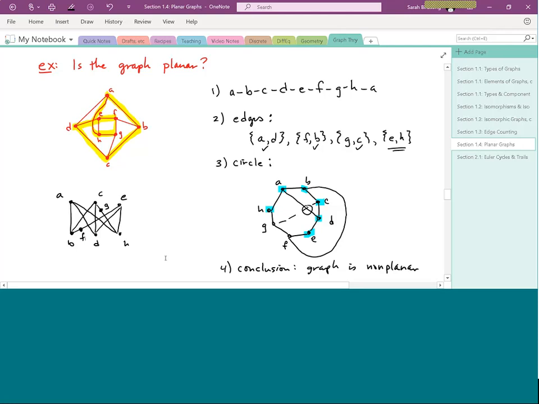So hopefully that makes sense. Notice it's the end of section 1.4. So the only thing left in section 1.4 is dealing with Euler's formula. So we'll do that at the beginning of next time.